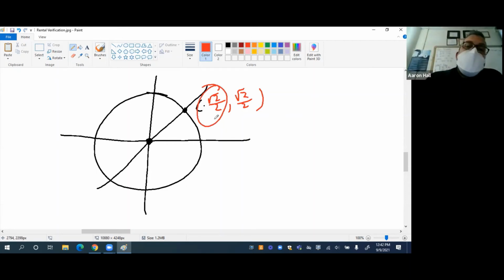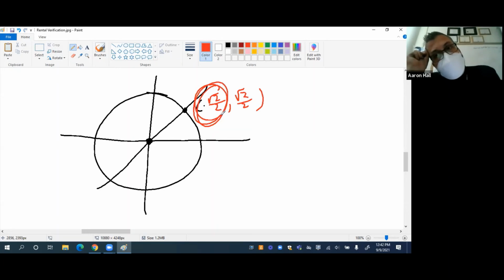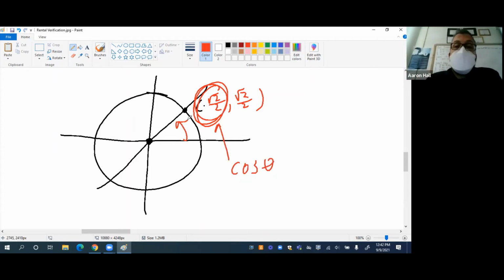What is my x value in regards to trigonometry? Cosine. That's my cosine of this angle right here. What is my y value? Sine. It's my sine of that rotation, of that angle.